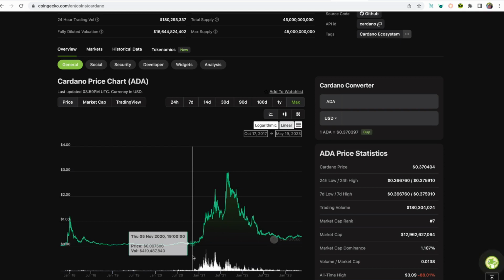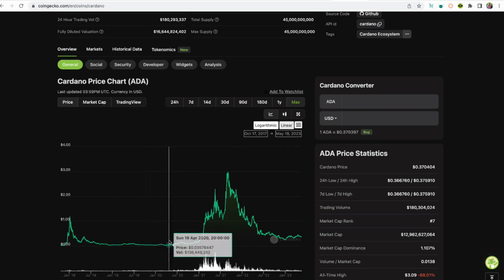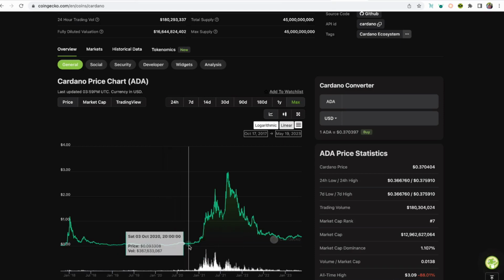Okay, so let's add that up. We have 40,000 plus 11,000 plus 7,000. All right, so we have 58,000 ADA now that we've accumulated and cost averaged. So you can actually do some math and find the average price. If you buy some at 2 cents, some at 14 cents and some at 9 cents, you might have an average of 8 cents or something like that.